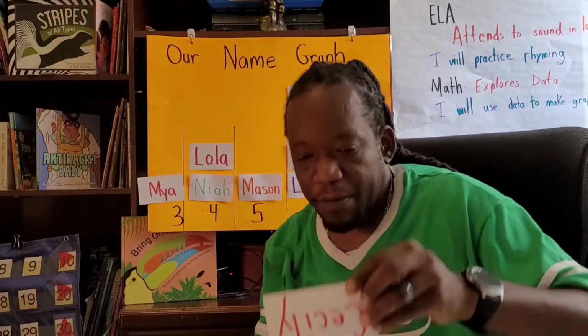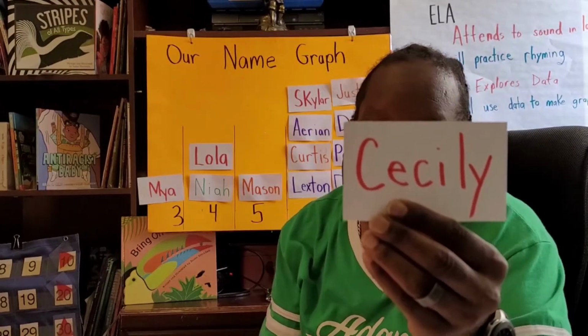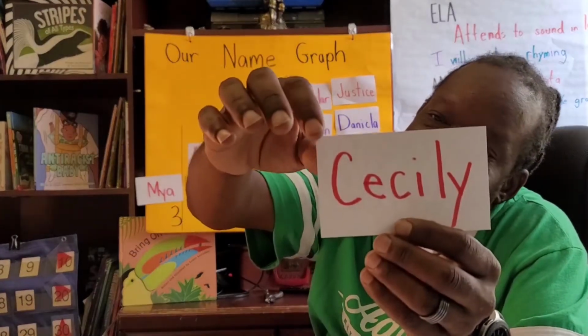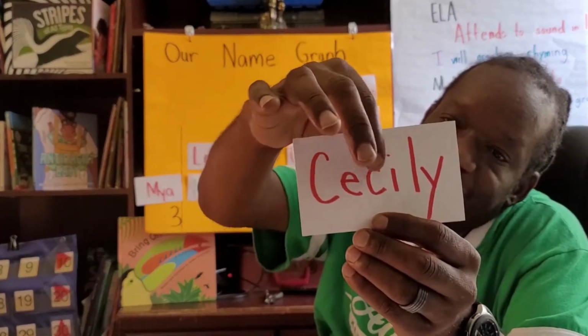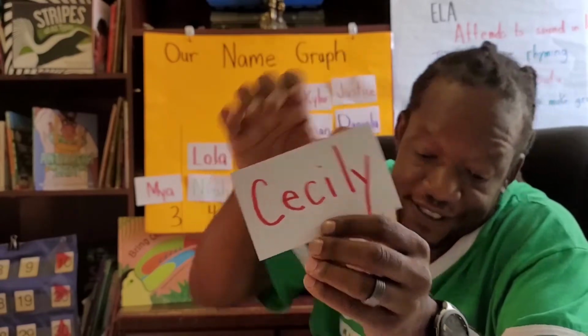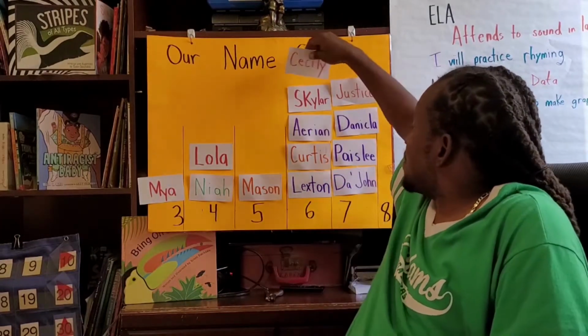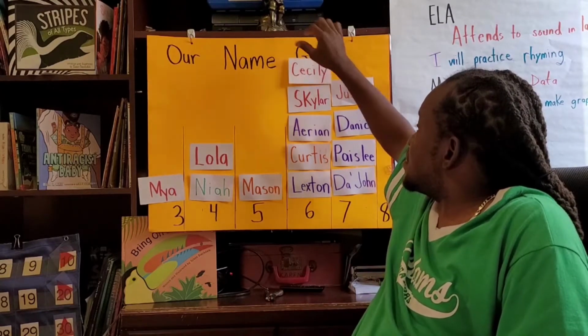Let's see, we got a couple more names. Whose name is this? Cicely. Hi, Cicely. Let's count her letters. 1, 2, 3, 4, 5, 6. She has 6. We got to put her right here.